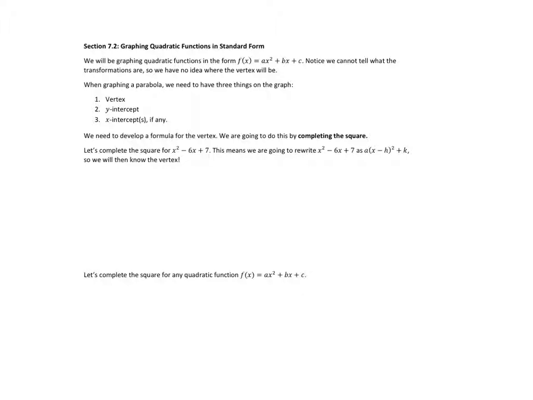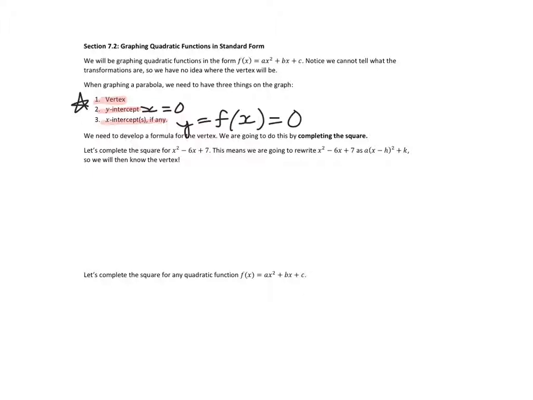When we're graphing a parabola, we have to have the vertex definitely on the graph, and then any y-intercepts or x-intercepts. Okay, so our goal then is to focus on the first one, the vertex, because we know how to find the y-intercept. We can find the y-intercept by plugging in x equals 0, and the x-intercepts we find by letting y, or our function, be 0. So we have to focus on the vertex. How we're going to do this is we're going to complete the square.